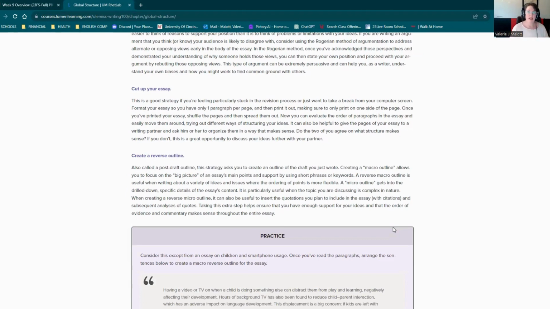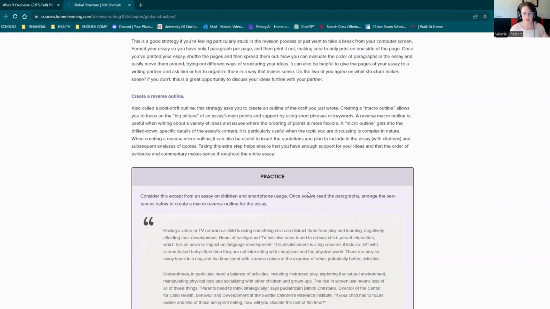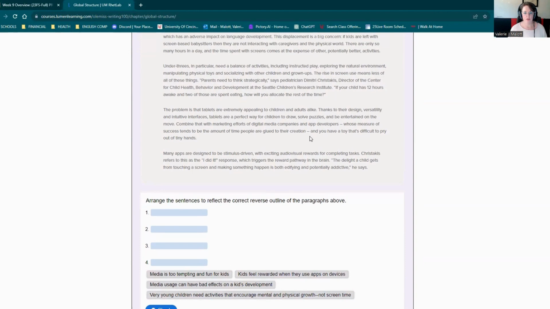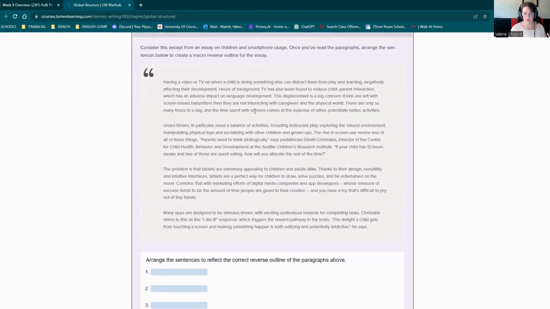So you can take your draft and then try to construct an outline based on the various paragraphs that you've written and see if that makes the most sense for your ideas to be flowing in a logical, organic manner. There's also a practice that you can do at the bottom of the page, thinking how you can arrange the sentences to reflect the correct reverse outline of the paragraphs above. So you have a choice of sentences here to show how you could best reflect and make a reverse outline. So that's the first one.